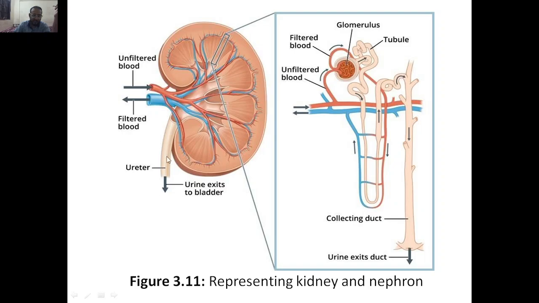Whatever blood goes inside is filtered here. Now that filtered waste will come to the ureter, that is called urine, which exits to the bladder so that it goes to your excretion system and you remove it out by urine. So unfiltered blood enters, it purifies, and waste will come here.